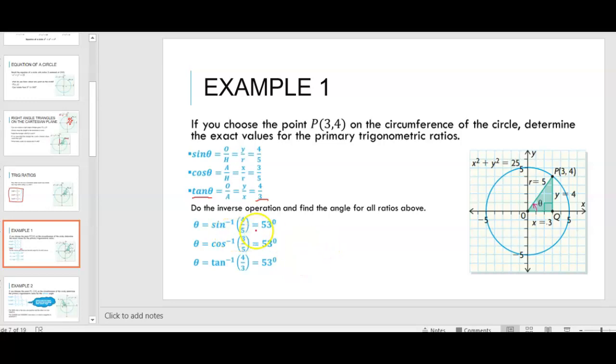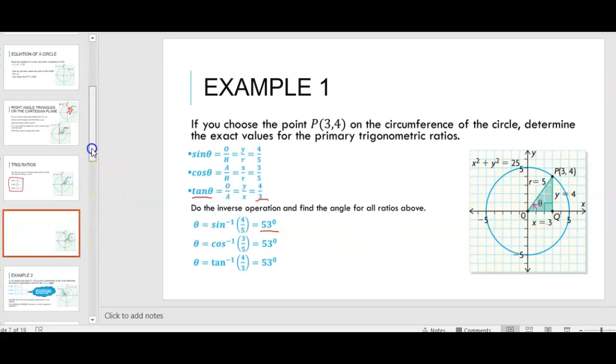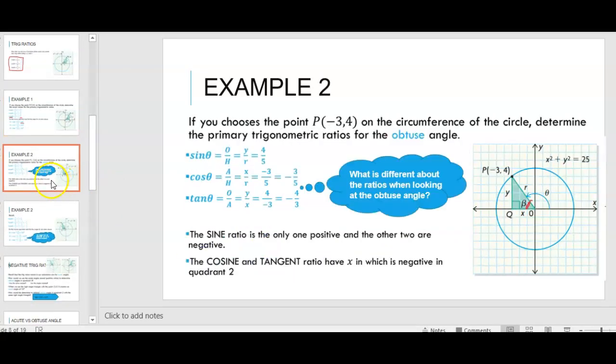So give it a try in your calculator. Take the inverse of sine of the ratio 4 over 5, and you're going to see that the measure of angle theta is 53. And as you do the same with cosine, inverse of cosine of 3 over 5, and inverse of tangent of the ratio 4 over 3, you're going to get the same value, and it makes sense, right? All right, let's move on to the next example.